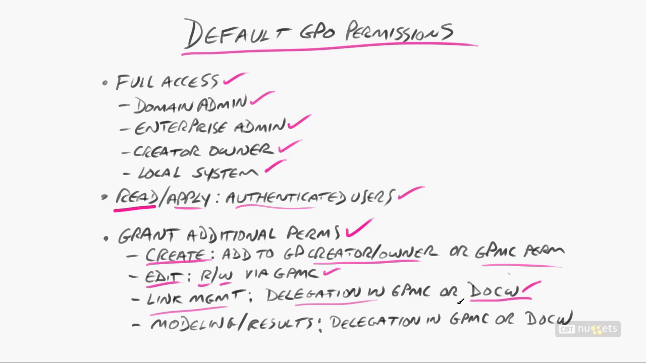Remember, the delegation of control wizard, which is where you right-click on an organizational unit and launch that same wizard. And then in similar fashion, if I want someone only to be able to analyze the modeling or the results, then I can delegate that control either in the Group Policy Management Console, similar to what you've seen me do already, or again, the Delegation of Control Wizard also has an option for that.